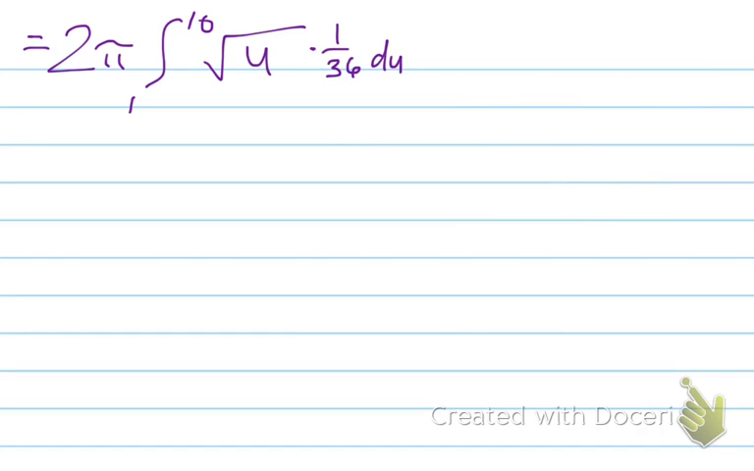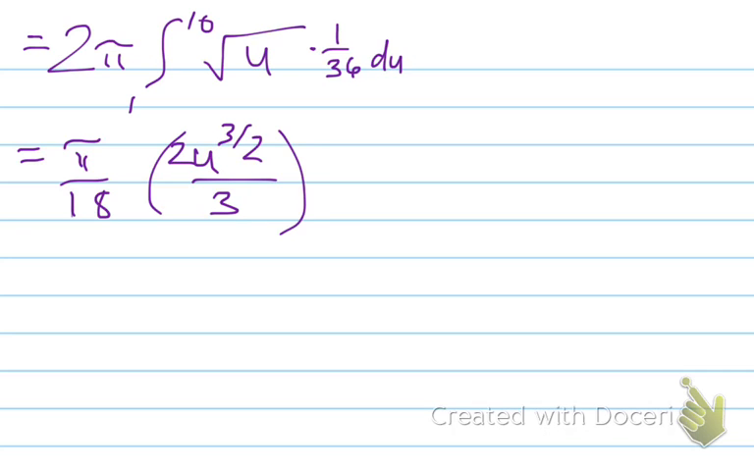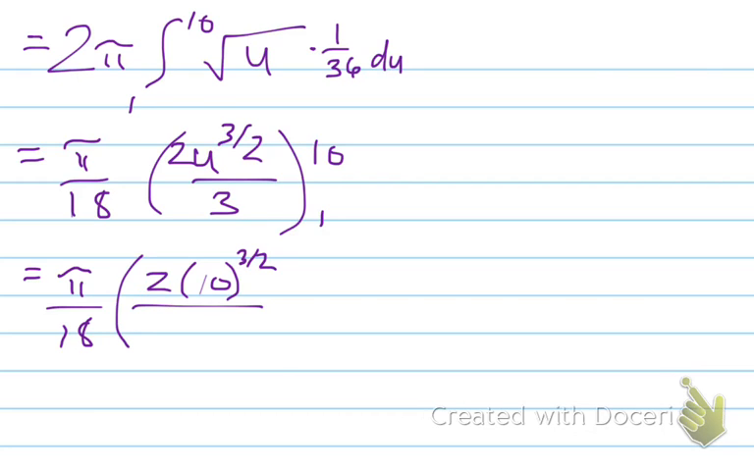So if I bring out the 1 over 36, because it's a constant, I get pi over 18, because the 2 and the 36 simplify. The integral of the square root of u is u to the 3 halves over 3 halves, so I'm just going to flip that fraction up like that, from 1 to 10. So I have pi over 18. If I plug in a 10, I get 2 times 10 to the 3 halves over 3. F of b minus f of a would be 2 times 1 over 3, which is just 2/3.